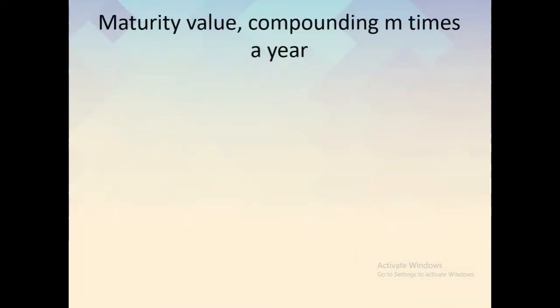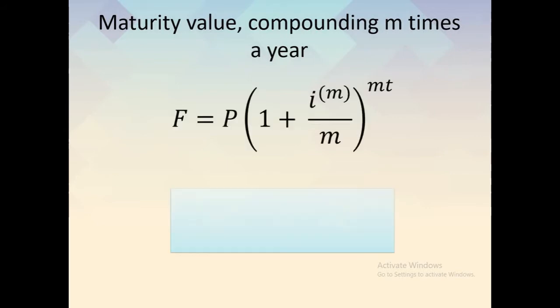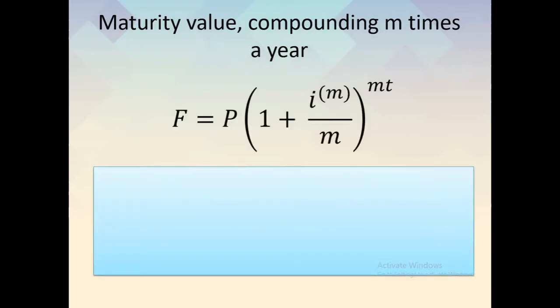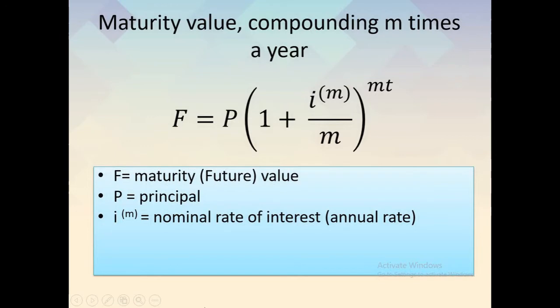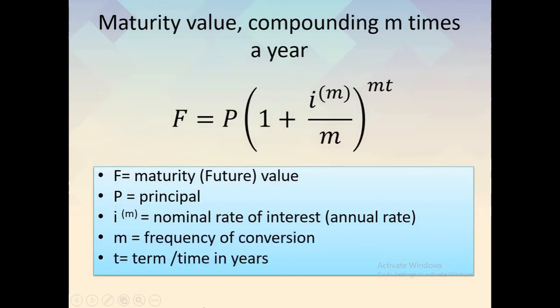Now let's have the formula for the maturity value compounding m times a year. F is equal to P multiplied by (1 plus i^(m) over m) to the power of m times t, where F is the maturity or the future value, P is the principal, i^(m) is the nominal rate of interest or the annual rate, m is the frequency of conversion, and t is the time in years, or that is the term.